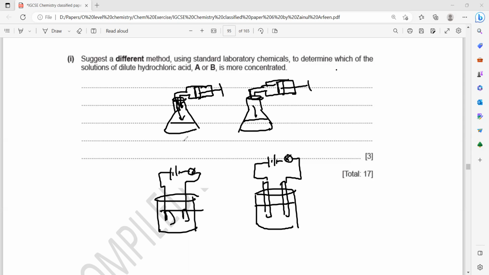That's also correct. How will you score 3 marks for the electrolysis experiment? You'll mention set up the electrolytic cell, that is 1 mark. Take equal volume of solution A and solution B, that is a second mark. Then compare the brightness of the lamp, that is a third. The one which is brighter is more concentrated. The conclusion is scoring the 3rd mark.